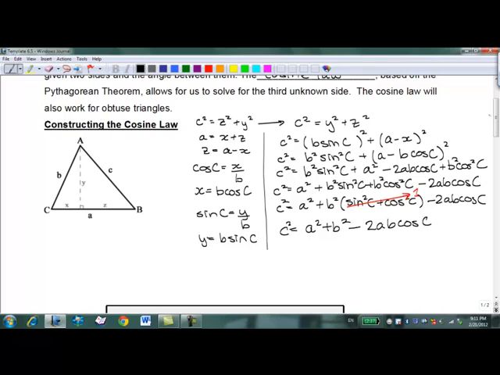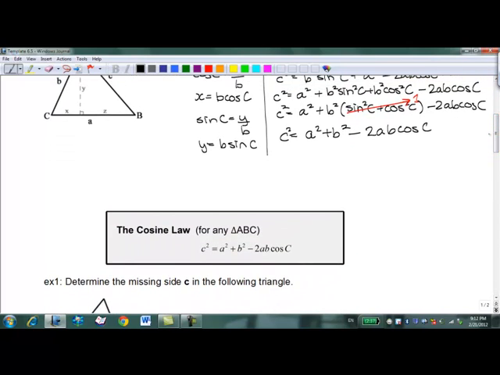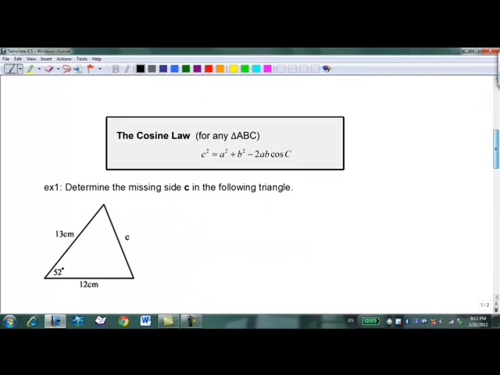So it's a bit of a longer proof, a little bit more of an involved proof. There's the cosine law for us for any triangle ABC. c squared is a squared plus b squared minus 2ab cos C, and that applies to any sides. It doesn't matter which side and angle we're talking about. You can just rename it C if you'd like.